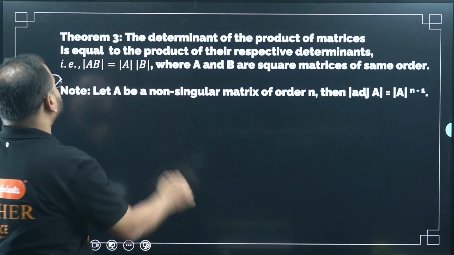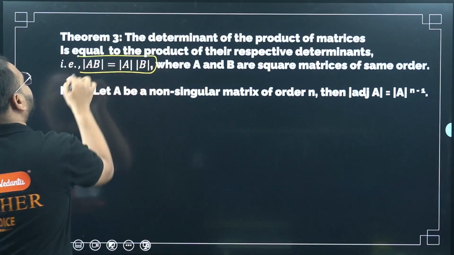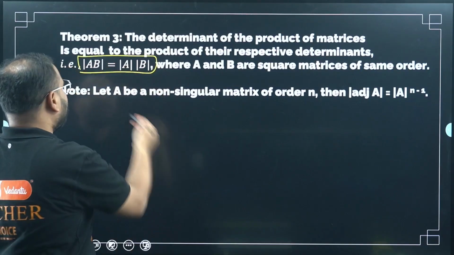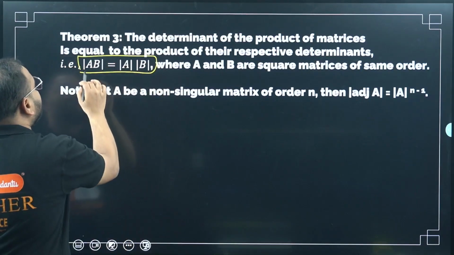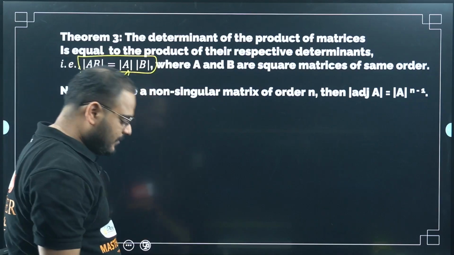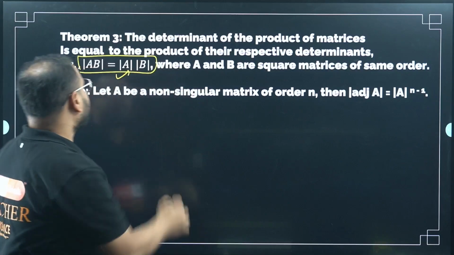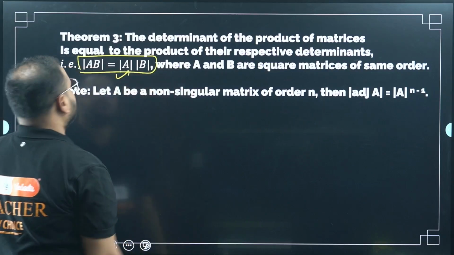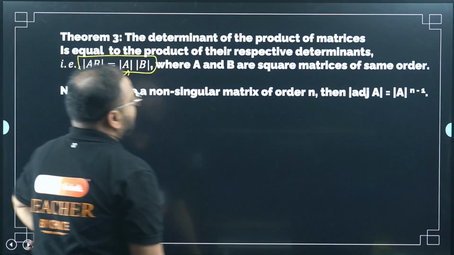Now what about this? Theorem number 3. Again A and B are square matrices. Then what happens? The determinant of the product of the matrices is the same as the determinant times the determinant of the two matrices. So determinant of A times determinant of B. Okay, that's it.